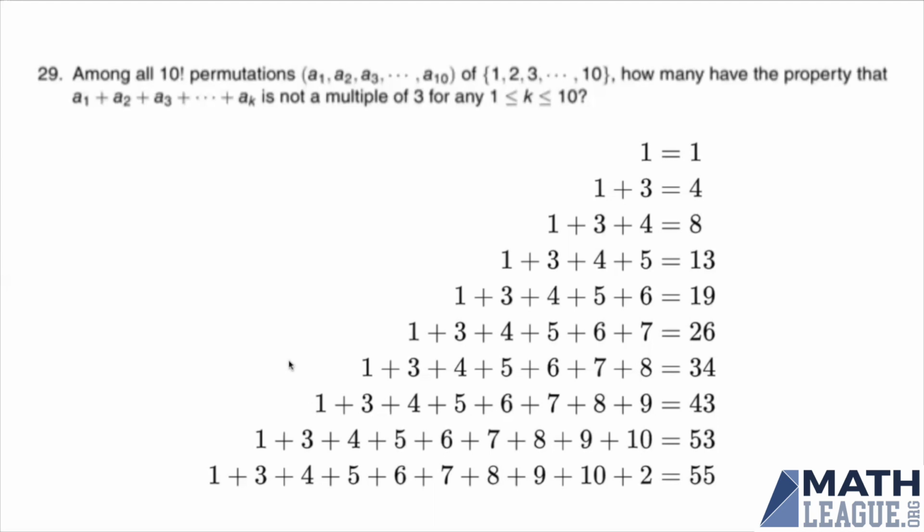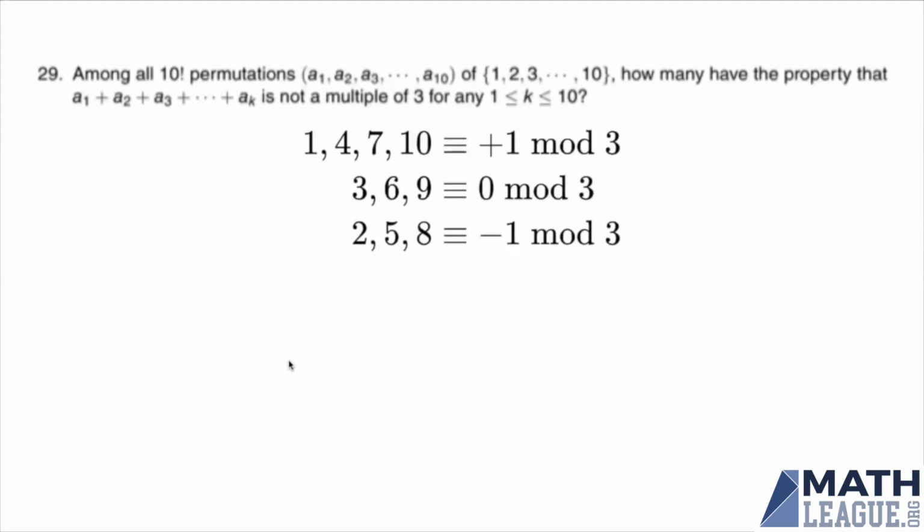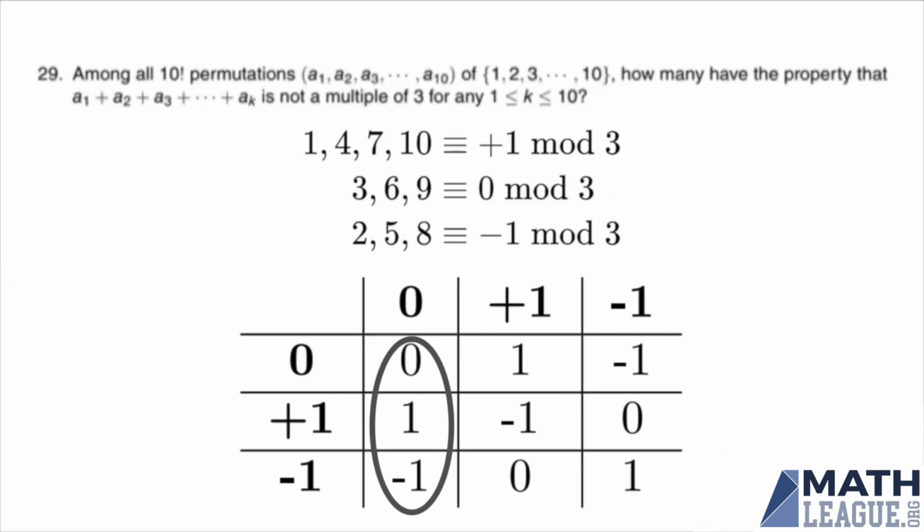So we can partition the numbers as follows. 1, 4, 7, 10, all plus 1 mod 3, 3, 6, 9, all 0 mod 3, 2, 5, 8, all negative 1 mod 3. And the 0 terms, they don't actually matter, except that they can't be at the start, because if we have a partial sum and then we add 0, well, it's still a multiple of 3 or not. It doesn't change it. All we know is that a sub 1 can't be a multiple of 3.